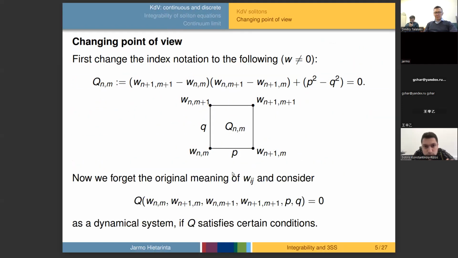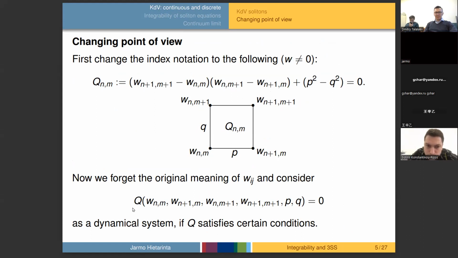So this one. Now we forget completely the meaning of this W. So these are just some numbers or functions or whatever for which we can do commutative algebra. So we write this equation as something that depends on these variables and some parameters. These are like the K1 and K3 and so forth.